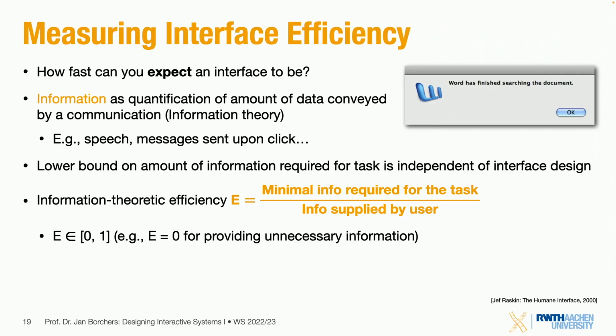So this E is between 0 and 1, right? 1 would be ideal, this efficiency. 0 is when the task doesn't require any information. So that thing up there is 0. Then anything that the system makes you do is unnecessary, right?